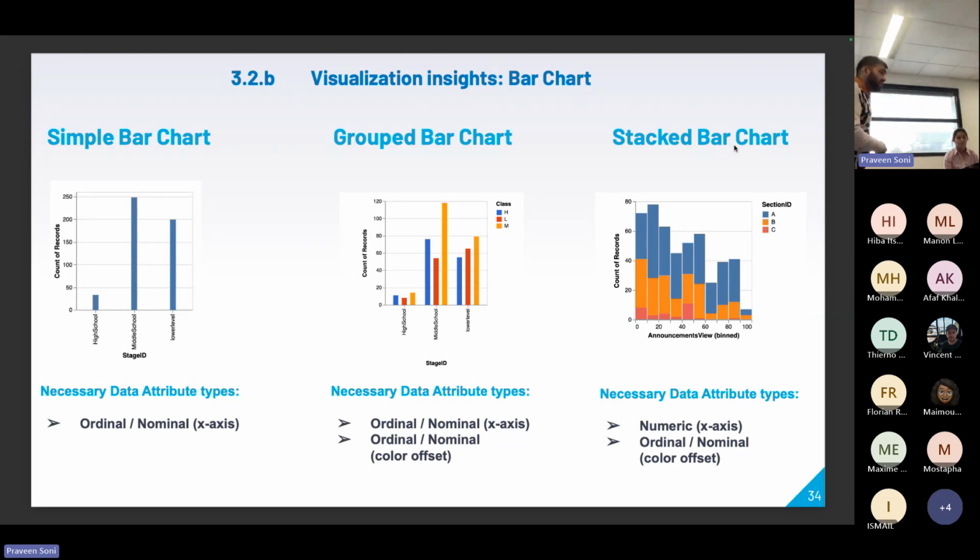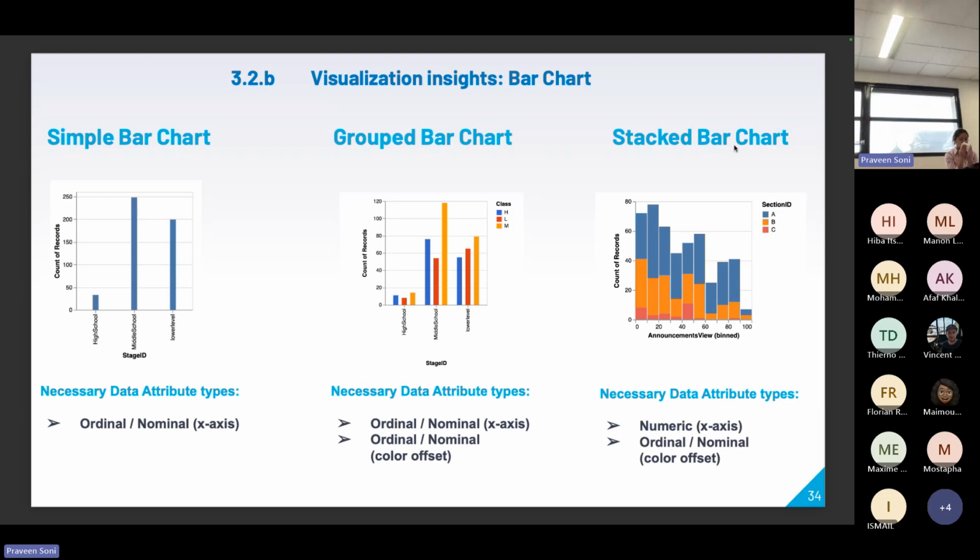Now bar charts are basically three types. There are many types of bar chart, but I will limit it to three types for you guys. We will not go too deep. The first is the simple bar chart, which we compare with the histogram. Second is the group bar chart, and third is the stack bar chart.